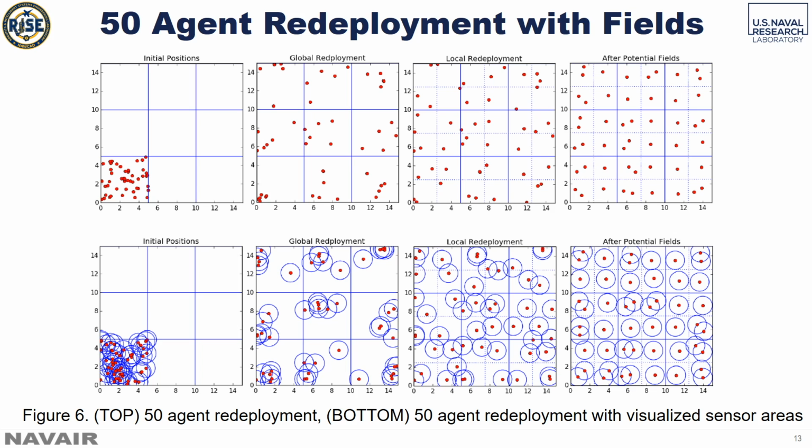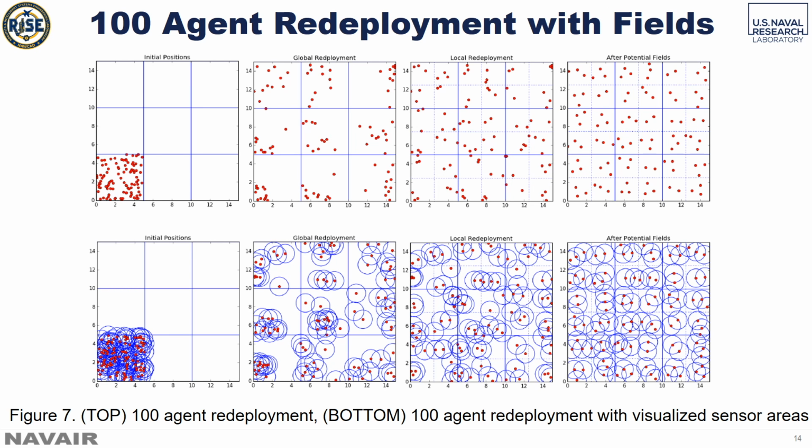The results of our potential field strategy. Each row is a different 50 agent redeployment. The one on the bottom has sensor areas visualized. As you can see, after potential fields, there's a much more even spread. And on the bottom row, you can see that the amount of area covered by the sensing areas is larger.